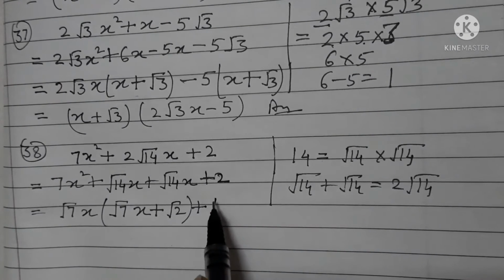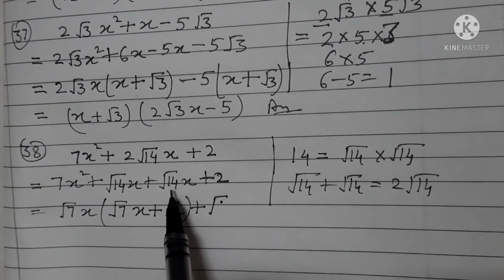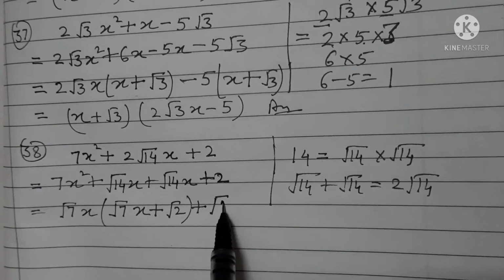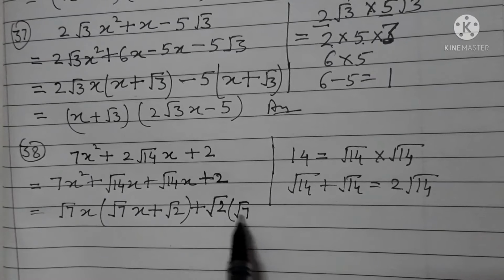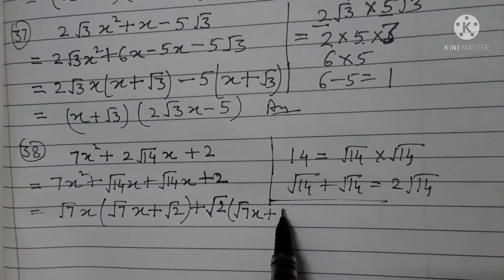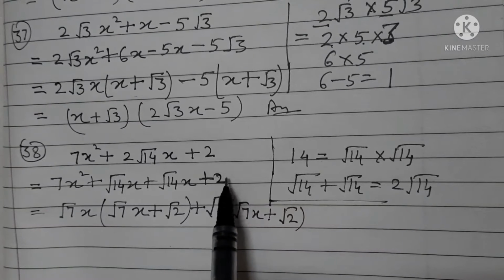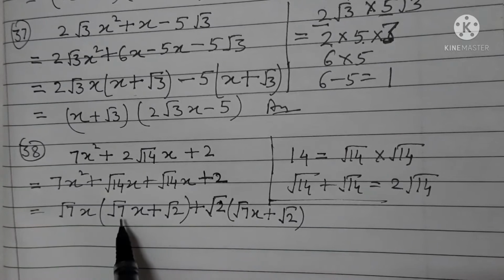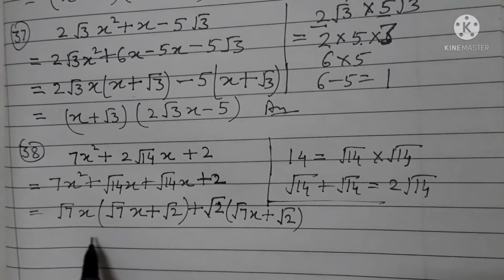root 2 common, root 7 into root 2, and this is root 2 into root 2, root 2 common, and in the bracket root 7x plus root 2, because you break it into root 2, so root 2 you are taking out common. Now root 7x plus root 2, root 7x plus root 2 is a common factor.